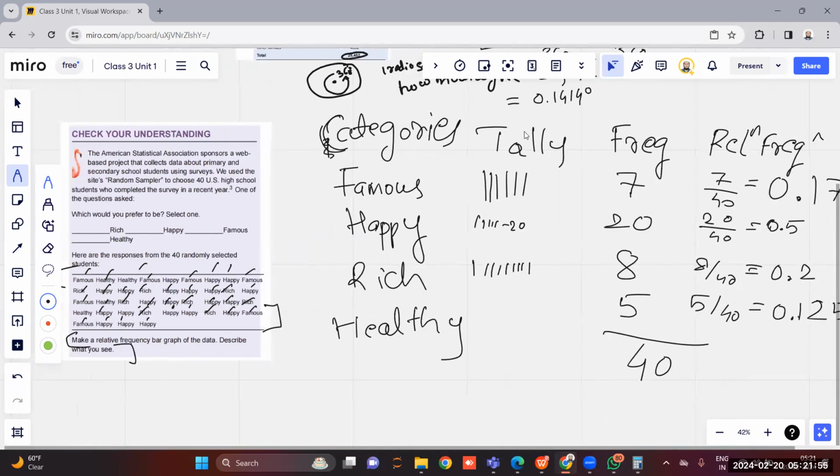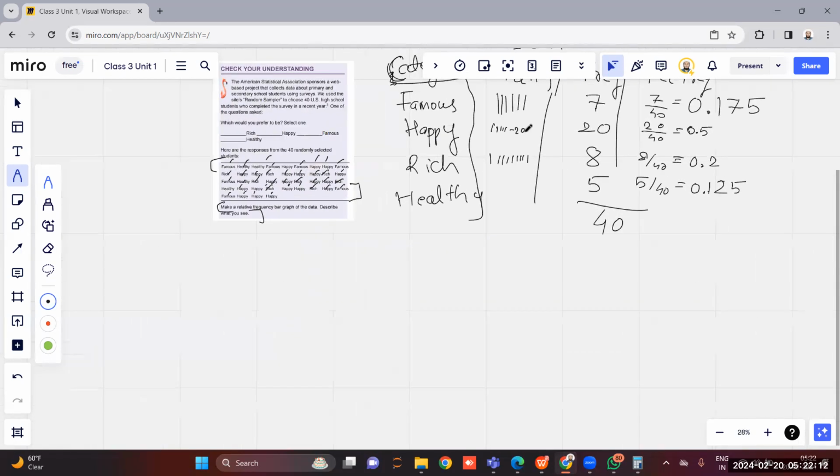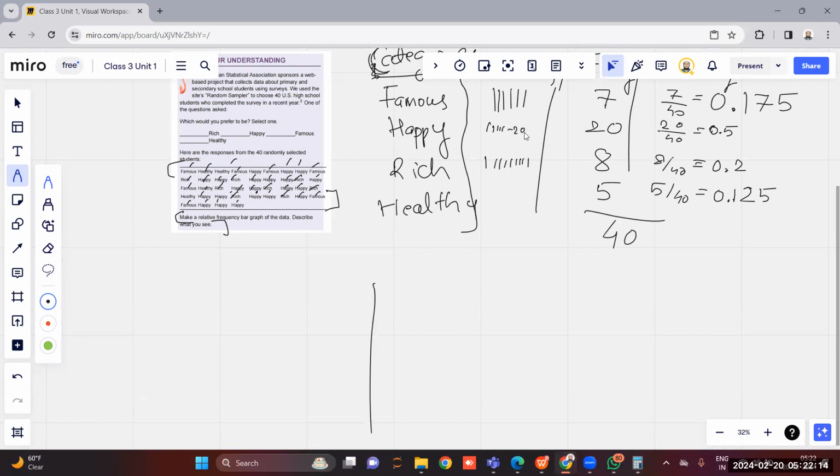So what was the question? I've drawn the frequency table. Here are the categories, here I've done the tally in this column, and here the frequency and relative frequency. So now make a relative frequency bar graph of the data and describe what you see. I have to draw the data by relative frequency, not by frequency. So it's very important. Here I'll write the categories: first is famous, second is happy, third is rich, and the fourth is healthy.